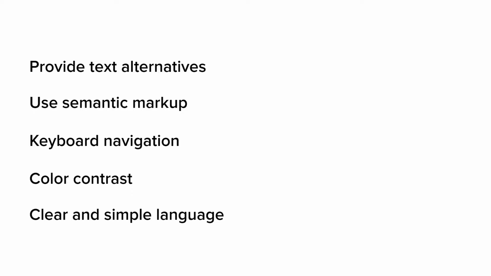Plain language involves using simple words and sentence structures to convey information, and it's important to avoid jargon, technical terms, or complex sentence structure that can be difficult for some users to understand. By using clear and simple language, website owners can ensure that all users can understand the content on the website and access the information that they need.